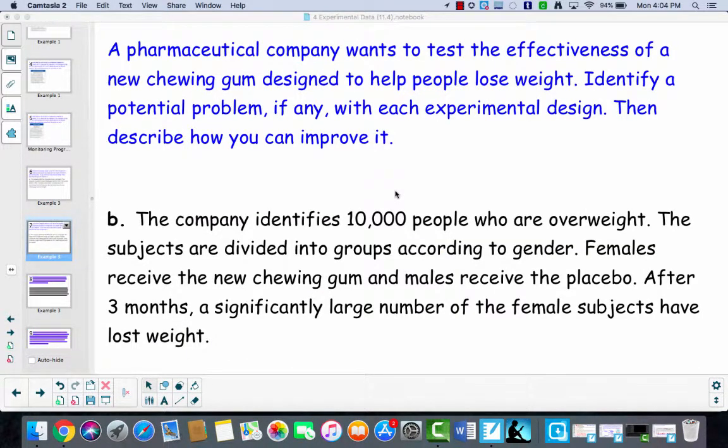Okay, so we have the same type of problem, but now the company is going to identify 10,000 people who are overweight, and they divide them according to gender. So females are receiving the new chewing gum, and males receive the placebo. After 3 months, a significantly large number of the female subjects have lost weight. So what's the potential problem here? Well, they've fixed the numbers, so that's not a problem, but what would be the potential problem?